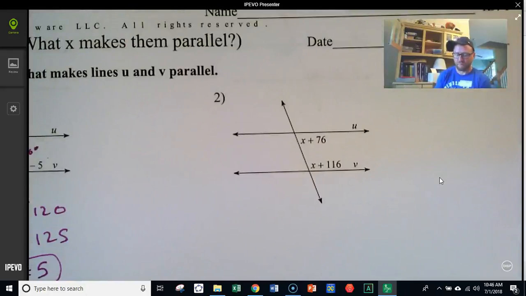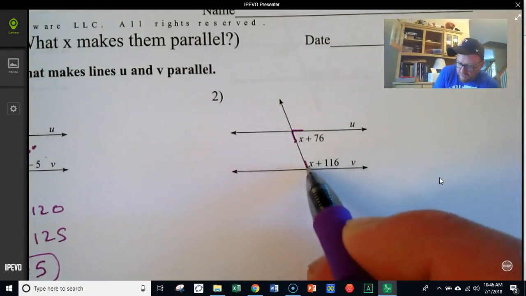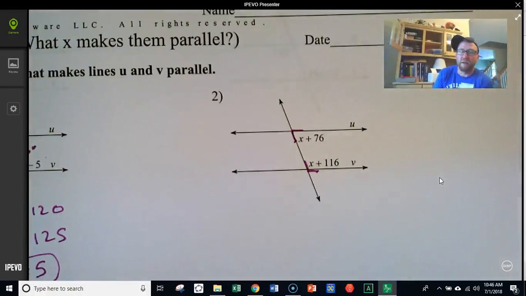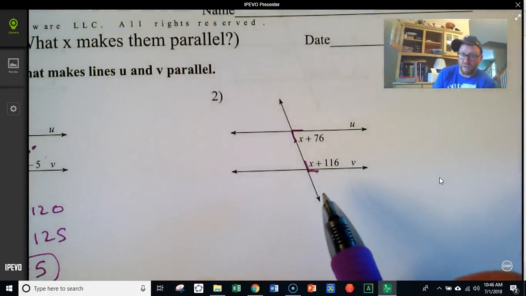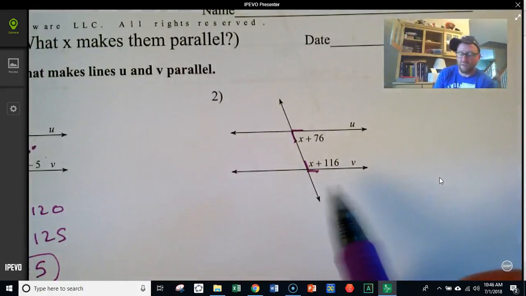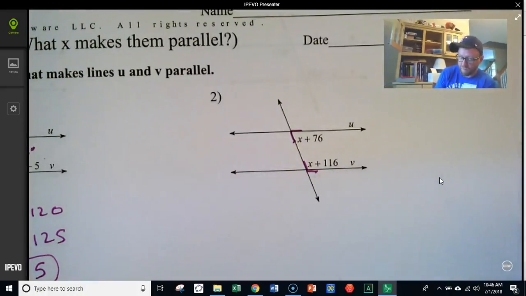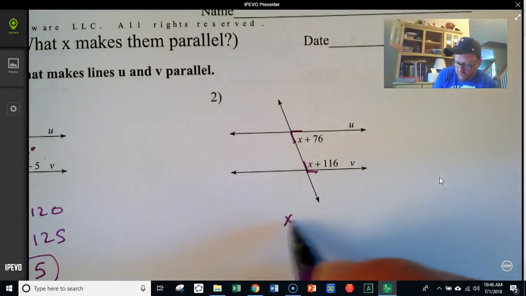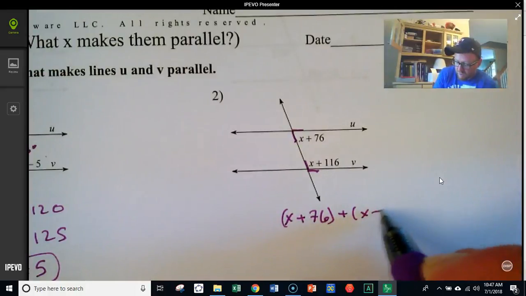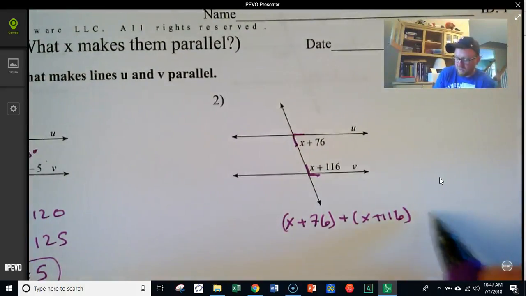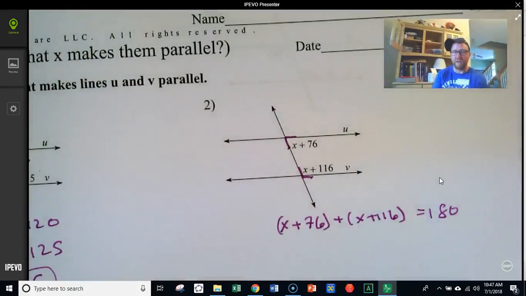Let's go next door here. Here, you'll see that these two angles are on the same side of the transversal, and they're inside the parallel lines, so they are same side interior, or sometimes known as consecutive interior angles. And if these two angles are supplementary, then we would know that the two lines are parallel. So we're just going to set up an equation that says that. We're going to say x plus 76 plus x plus 116 equals 180. That's what it means to be supplementary.